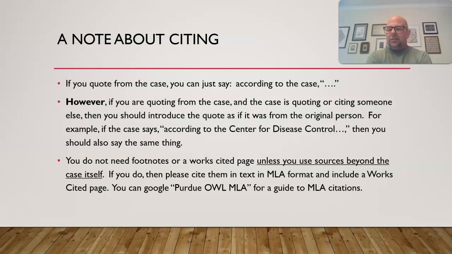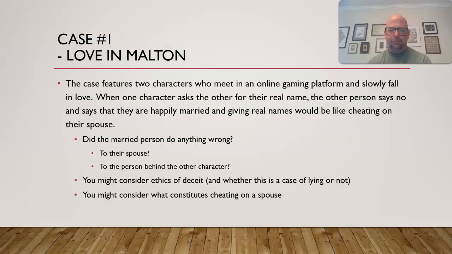If you do that, then that needs to refer the reader to a works cited page. Some of you have probably taken English 101 or 102, or in high school you've become familiar with basic citation. But there are all different formats. Some people use APA, some people use Chicago. In philosophy, we use MLA, which is the Modern Language Association. If you're not familiar with how to cite using that, you just Google Purdue OWL MLA, and that'll take you right to a guide for MLA citations from Purdue University's online writing lab.